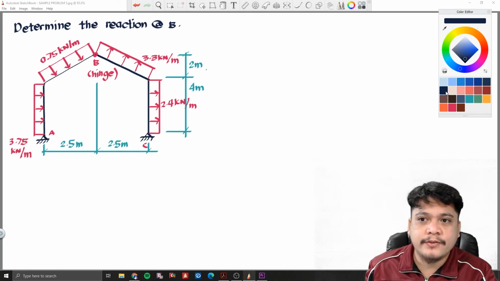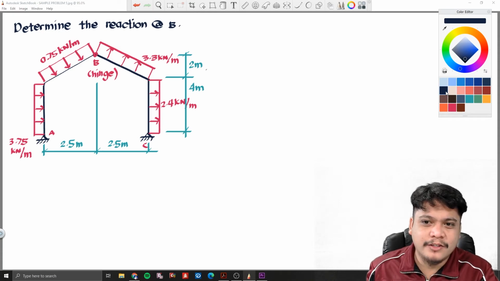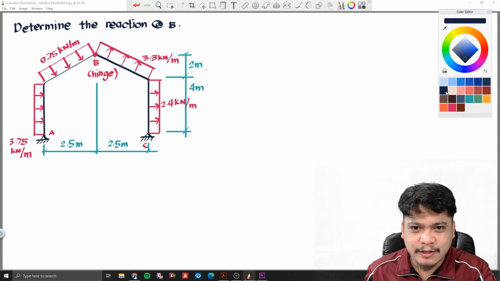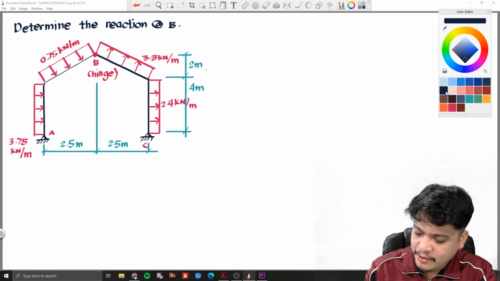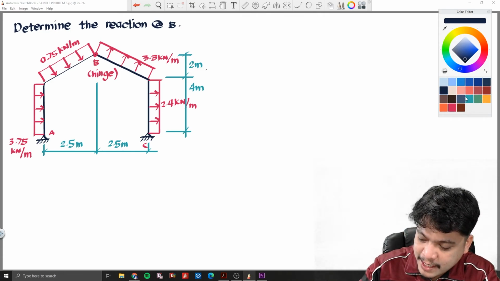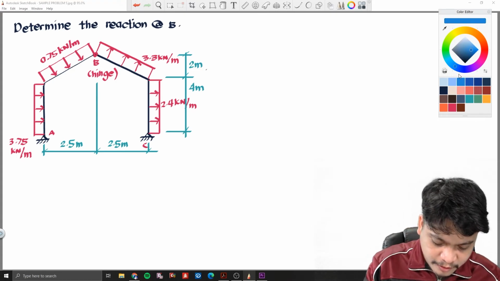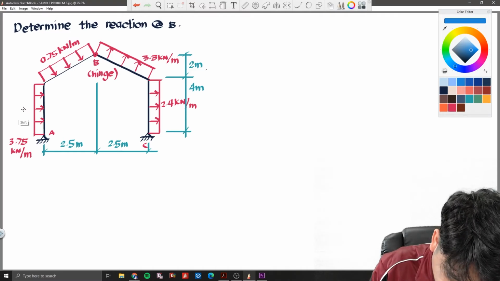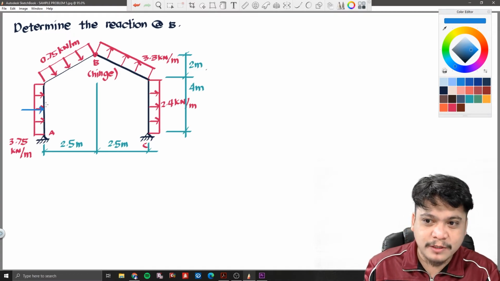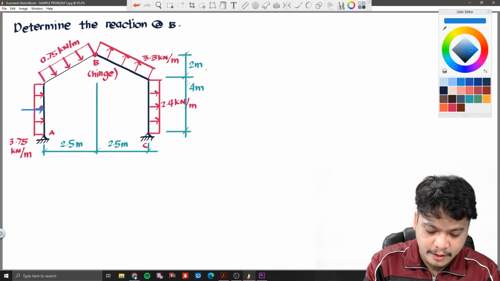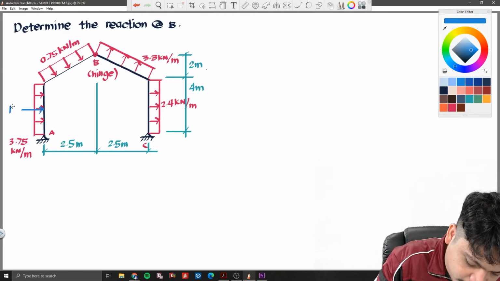Okay? So, determine the reaction this time at hinge. Pinakamadali niyan, kunin muna natin lahat ng resultants, para mas madali natin kunin mamaya. So, let's have it. Dito, yung pinaka-resultant niya, acting on this one, kalahati. So, that's 3.75 multiplied by the height of 4. 3.75 times 4, so that's around 15.